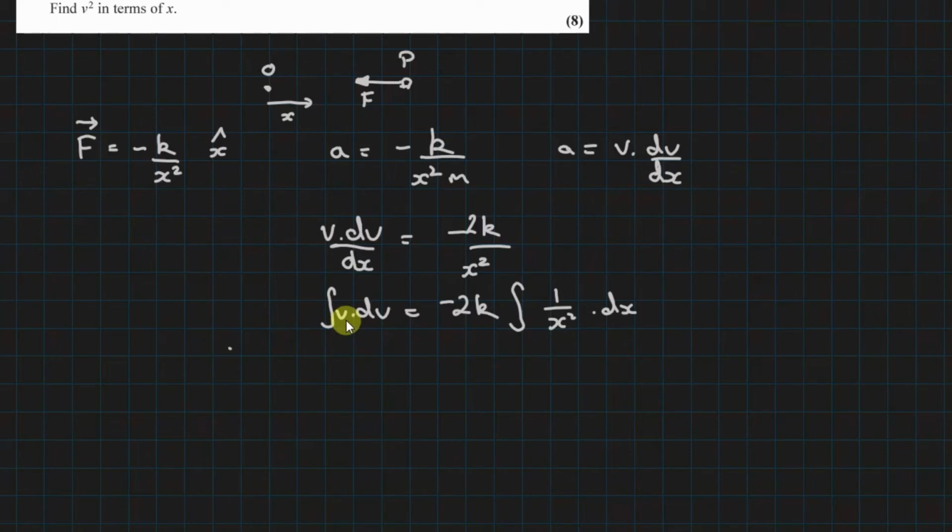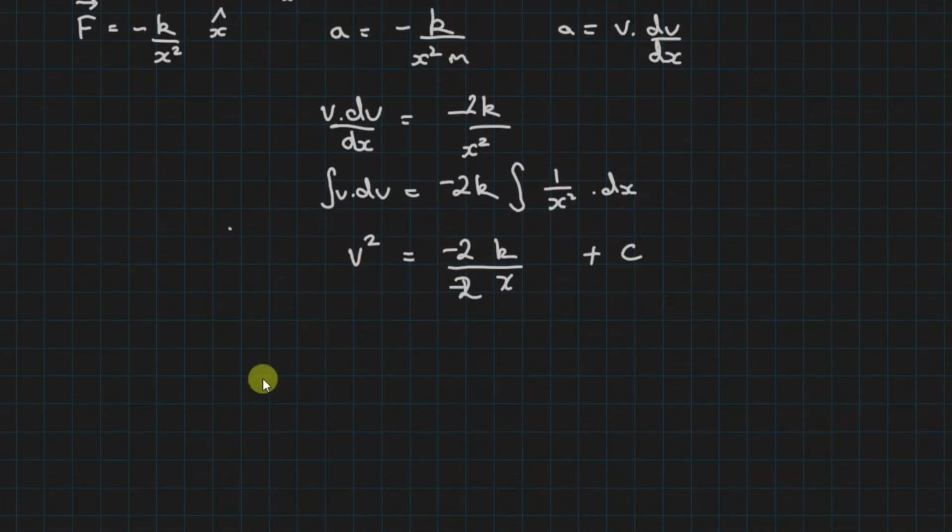So now we need to do the integral of this piece. Integrating v gives v squared over 2. The constant comes to the other side, and we get minus 2k divided by minus 1 from the result of integrating x to the minus 2, raising the power, so that's an x on the bottom, plus some constant. To make it a little tidier, v squared is 4k over x plus c.